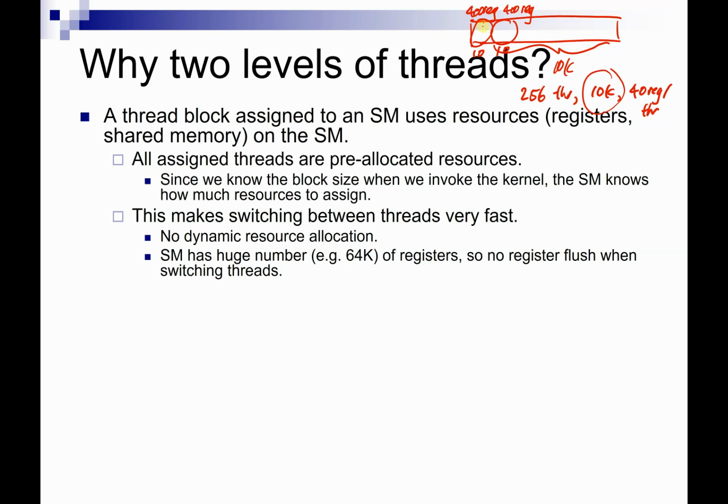Whereas on the GPUs, because we've been pre-allocated all these resources, there's basically no cost at all to switching from one set of threads to another, because all you need to do is switch a pointer that used to point to this block of registers. You just change this pointer to point over here. So switching between threads is very fast. And this is made possible by the fact that you have many registers on the SM.